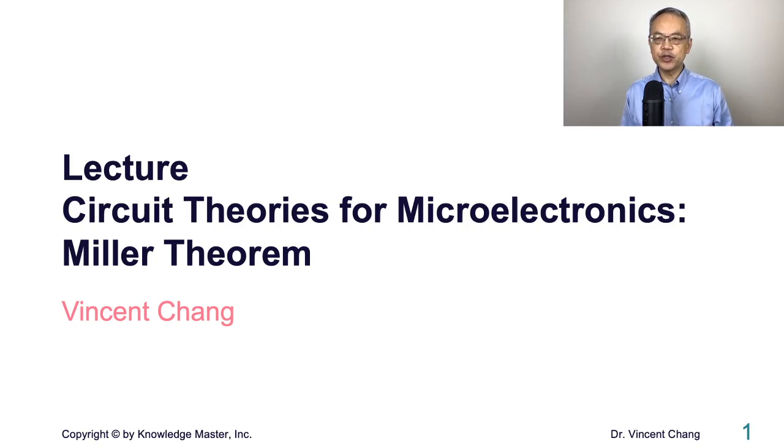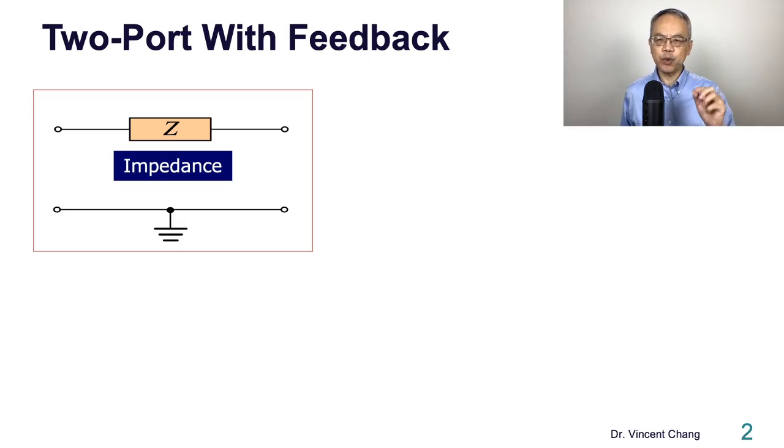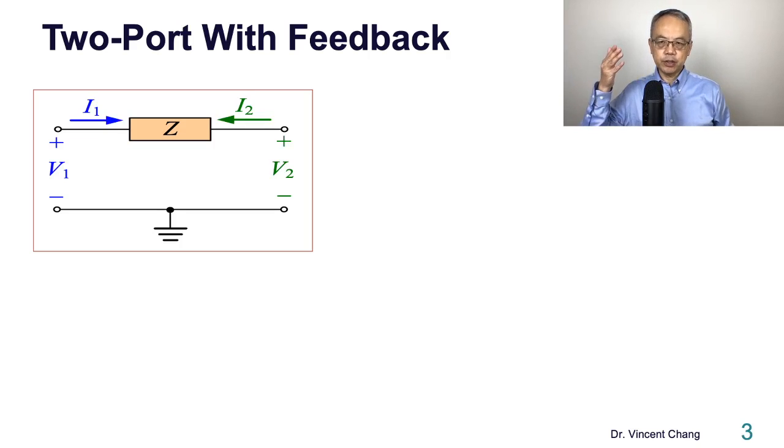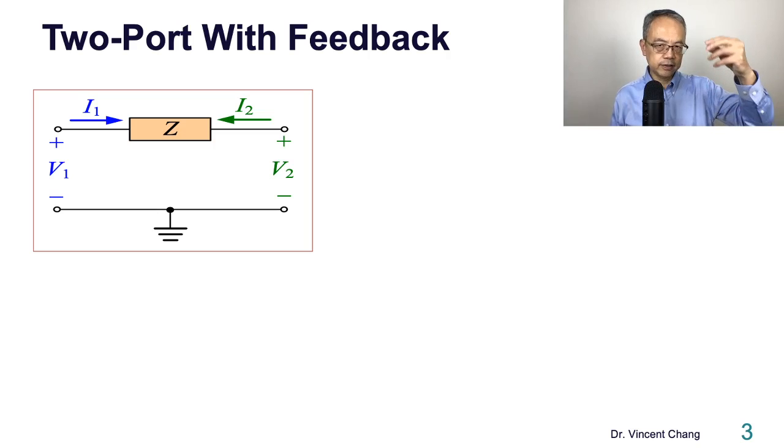In this lecture, I'm going to present one of the most frequently used circuit theories in microelectronics, called Miller Theorem. Let's consider a two-port network with feedback. You can see an input port with two variables, the input current I1 and the input voltage V1, and also the output port with two other variables, output current I2 and the output voltage V2.